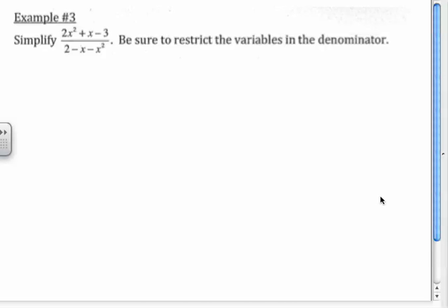Okay, guys, I'm talking a little quiet because I got some guys in here finishing up a test, but there are a couple of things that we need to do here on this example number 3.